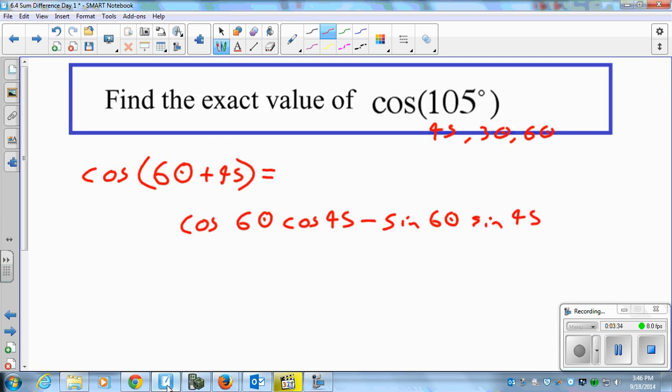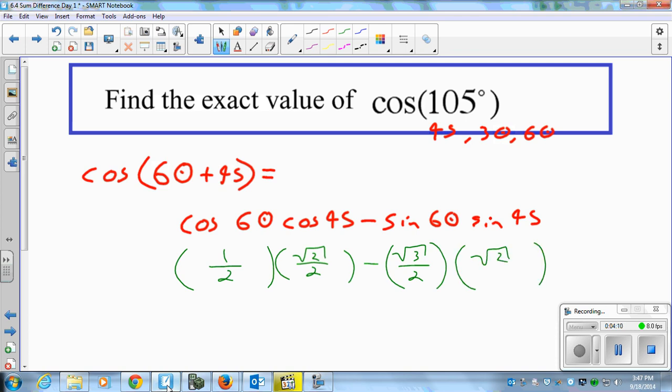Now, these are on my unit circle, so I can go ahead and substitute those in. The cosine of 60 degrees is going to be 1/2. The cosine of 45 degrees is square root of 2 over 2, minus the sine of 60 is square root of 3 over 2, and the sine of 45 is the square root of 2 over 2.